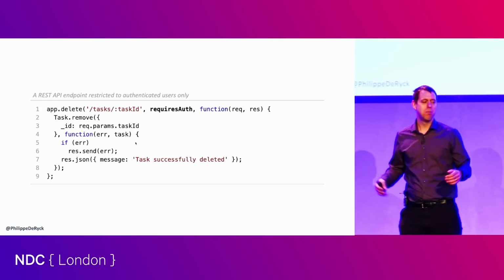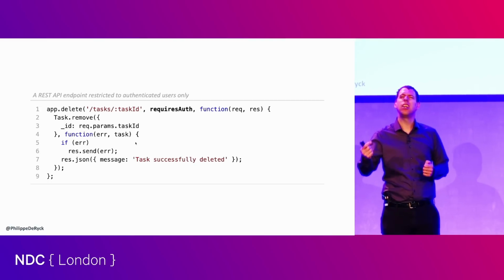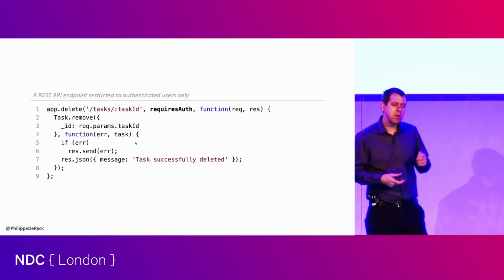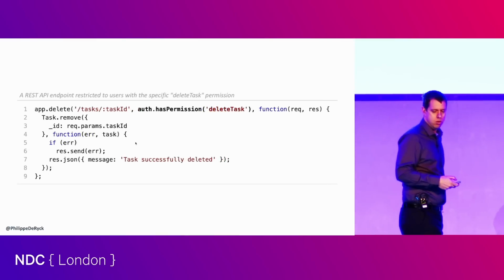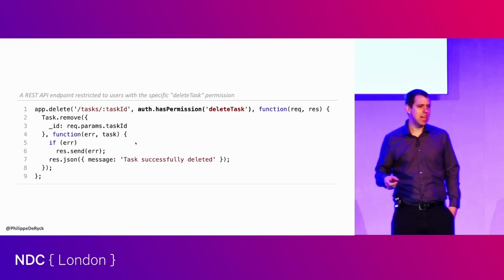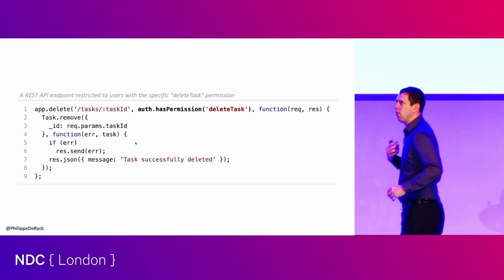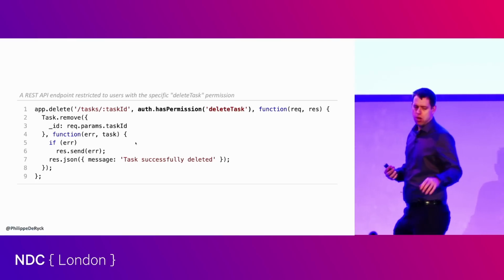If you're someone else, you might want to think a bit further, like authenticating the user is good, but how do I know that they can delete tasks? Maybe we need to add some authorization. So we check, has permission delete task? That makes perfect sense, right? Because maybe only Philippe is allowed to delete tasks, but not the other user.